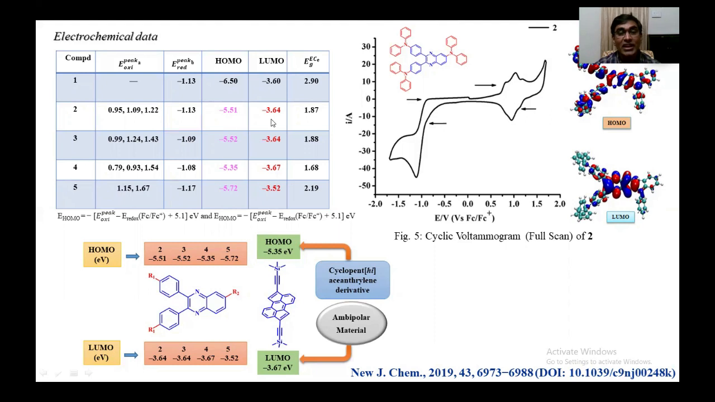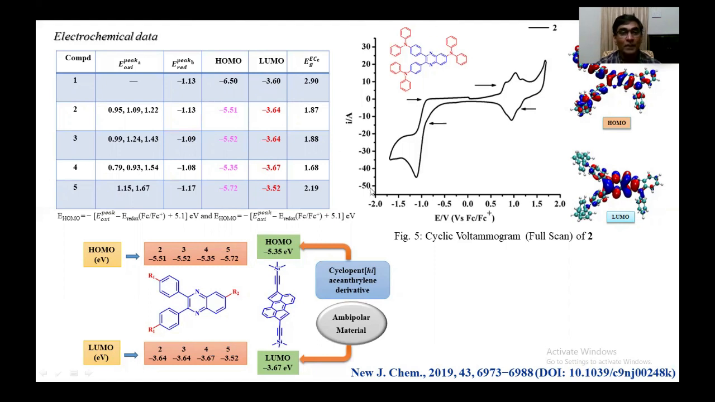Now you can see here the HOMO of these molecules are 5.51, 5.52, 5.35, 5.72, and LUMO is 3.64. Again see the LUMO here. We used to tune the HOMO values of these derivatives while keeping the LUMO constant, that is the N-type character of these derivatives, which comes from this acceptor, that is the central one. So the DA kind of architecture, again, this is the cyclic voltammetry you can see here.